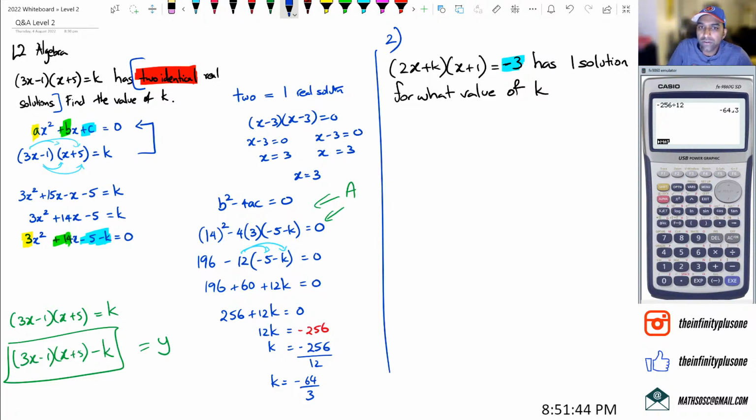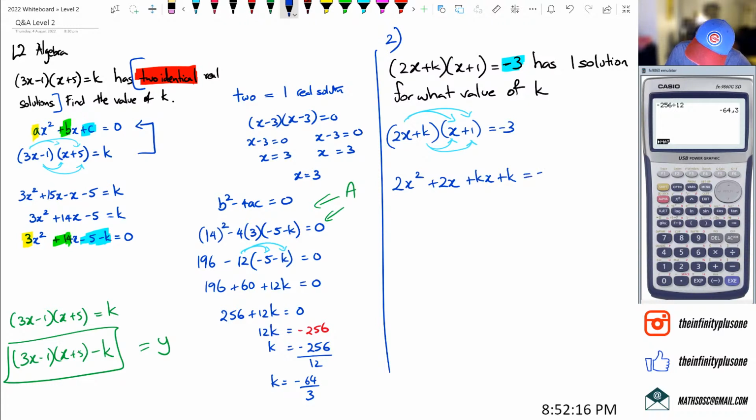All right, I'll start working on this question number 2 here. So we've got 2x plus k and x plus 1 equals minus 3, right? So we're going to write that down first, and we are going to have to expand the brackets first. So we've got 2x times x, 2x times 1, k times x, and k times 1. So what do we got? We've got 2x squared plus 2x plus kx plus k equals minus 3.